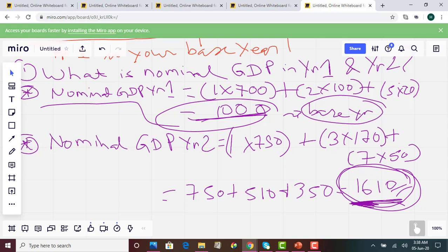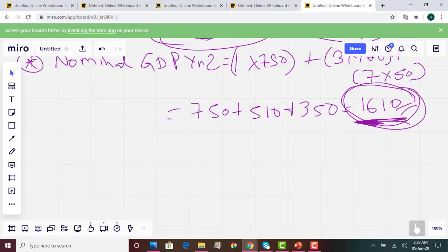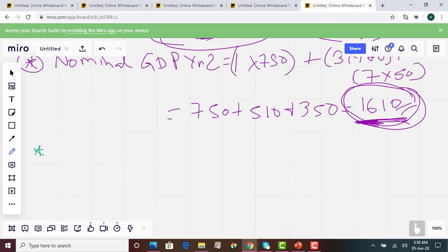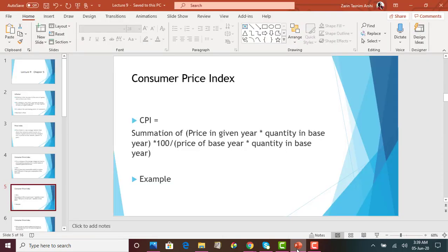So how do we do that? In order to do that, we have to calculate the CPI. My next question will be, what is the CPI in year 2? Again, year 1 we don't need to adjust because year 1 is the base year. So what is your CPI, or consumer price index? If we go back to the slide, that's the formula: summation of price in given year times quantity in base year, divided by price in base year times quantity in base year, multiplied by 100.